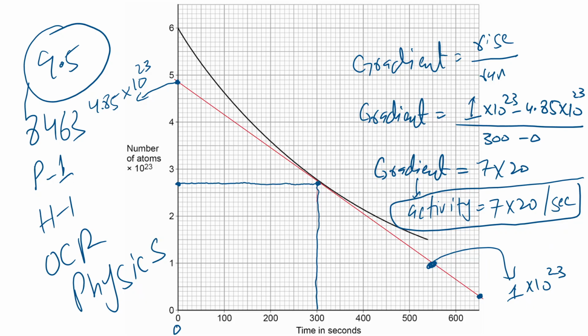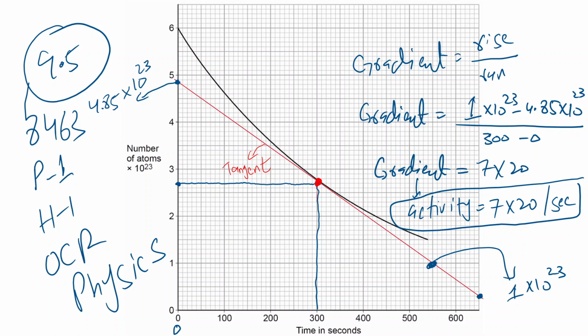Okay, so here's 9.5, and you can see that I have drawn a straight line, a tangent at 300, because they have mentioned that you have to find out the activity of this radioactive source at 300 seconds. So for that, I have drawn a tangent. Why? Because I have to find out the gradient of the graph at this point.